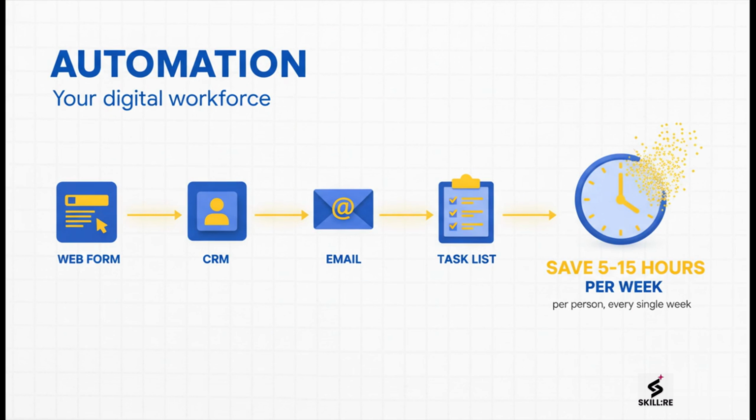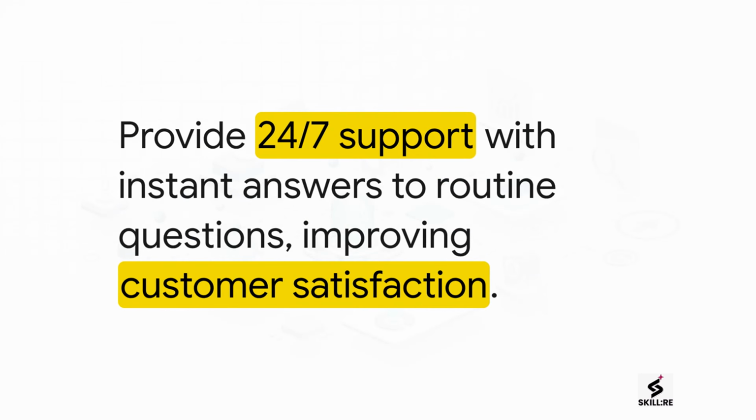Okay, automation tools. These are your digital employees who handle all the boring, repetitive stuff. So picture this. A new lead fills out a form on your website. Instead of you manually doing 5 things, an automation tool can instantly add them to your CRM, send out a welcome email, and create a task for your sales team. This can save every single person on your team 5 to 15 hours a week. It's wild.